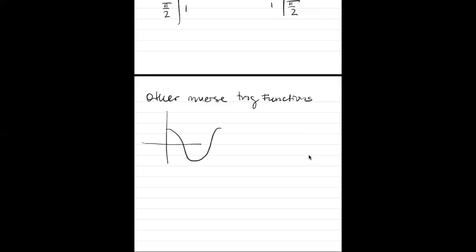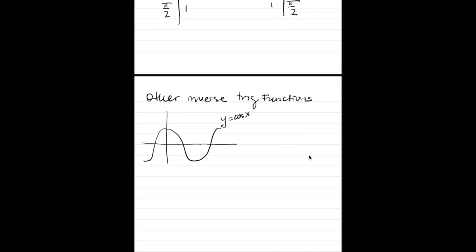Now, other inverse trig functions. We did only sine so far. Now the cosine is not 1 to 1 either. So the cosine looks like this, and it's not 1 to 1.